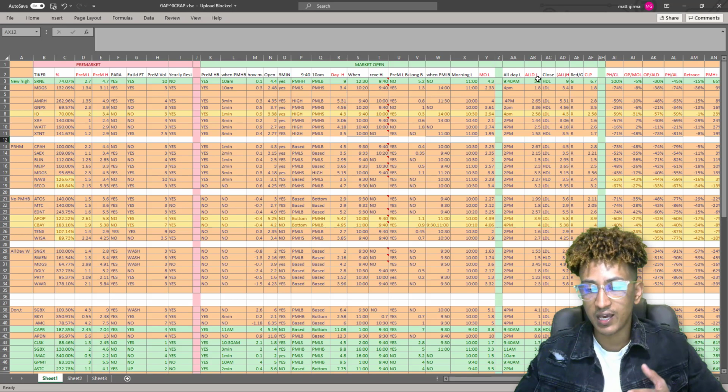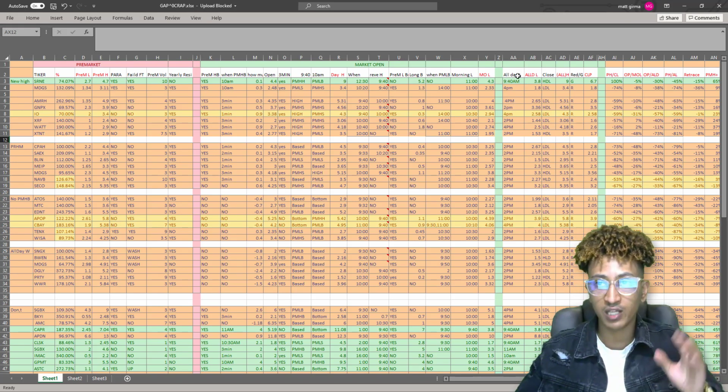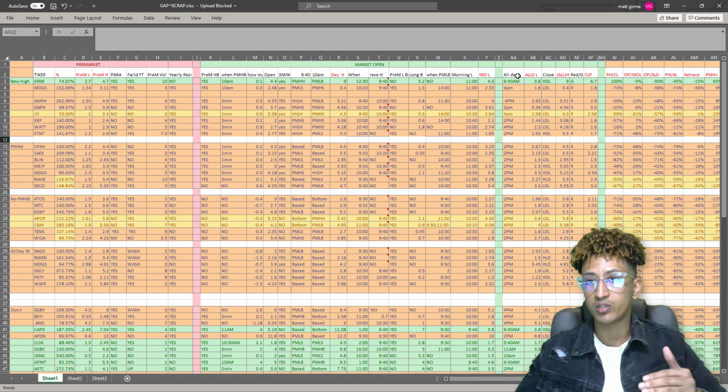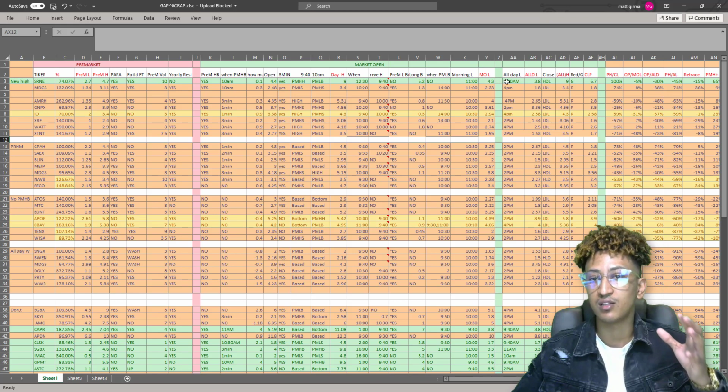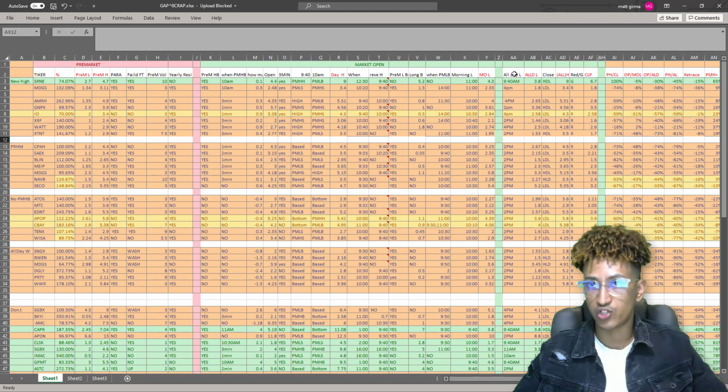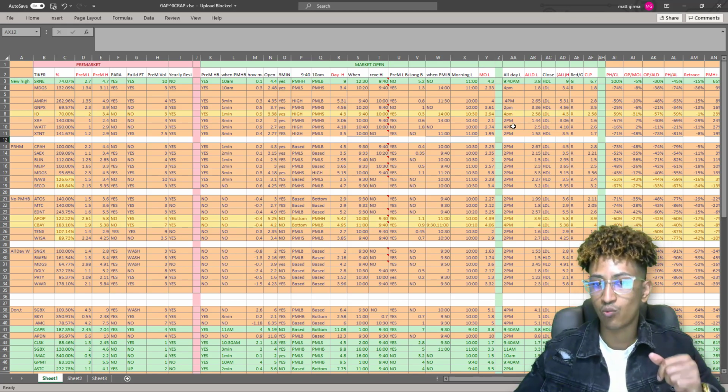Now, and that's at what time it was, the all-day low. So the morning low and the all-day low are different. The morning low is the lowest point before afternoon, and this one is the lowest point in all-day trade, right? The all-day low, and at what time it happened.